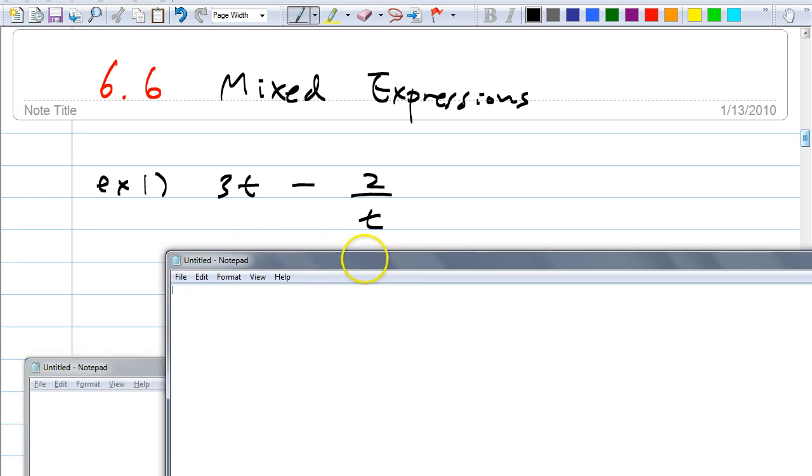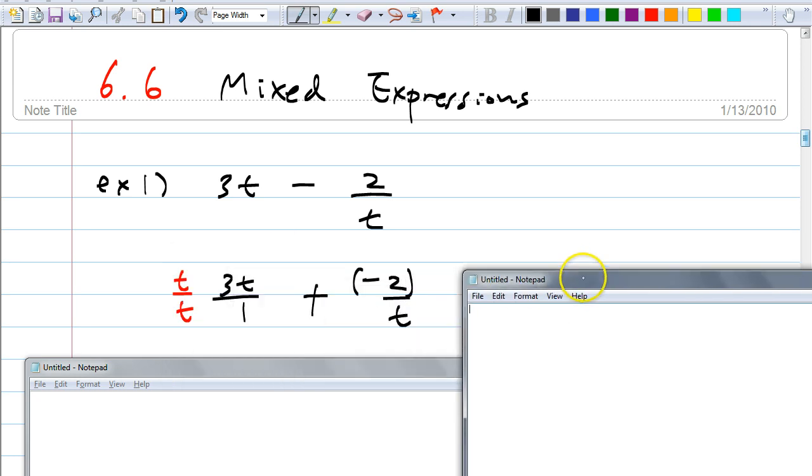Okay, so what do I get? The first fraction becomes? No, 3, right? We have 3t over 1. So what do we need to multiply top and bottom of this 3t over 1 so that it'll have the LCD of t? Not t, but t over t. So what does that become? 3t squared over t. Exactly. Is that okay, guys?